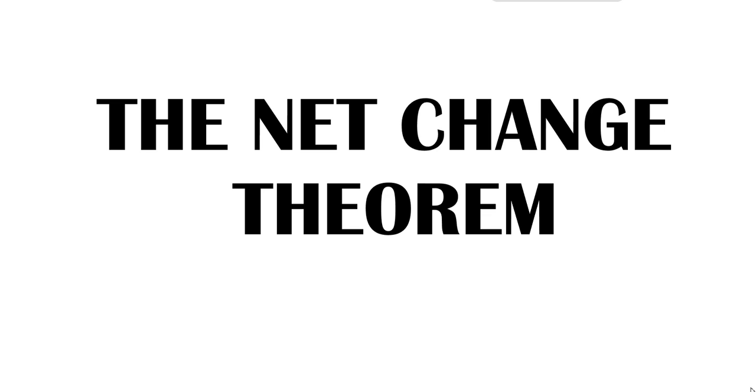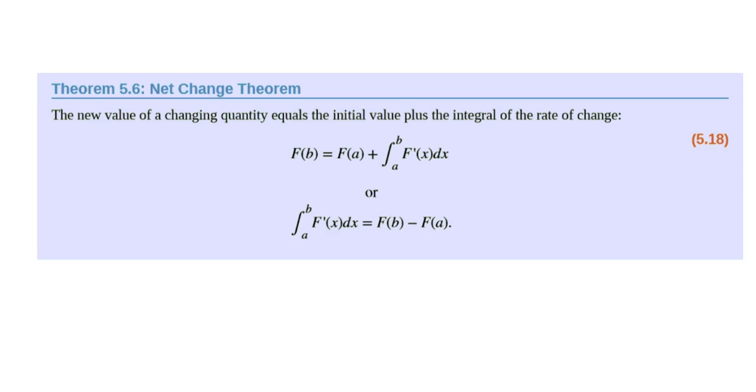Now, it's a fancy theorem, and it says the following. It says that the new value of a changing quantity equals the initial value plus the integral of the rate of change. Now, what does that really mean?